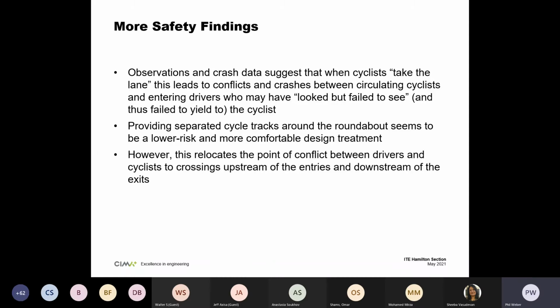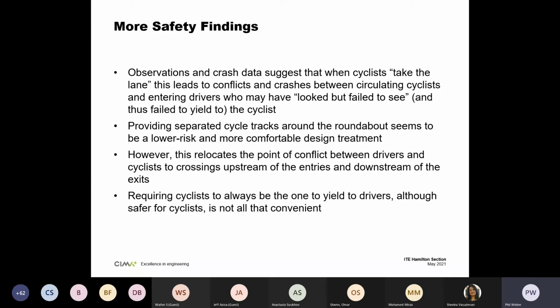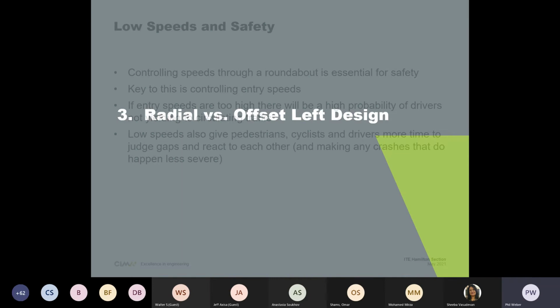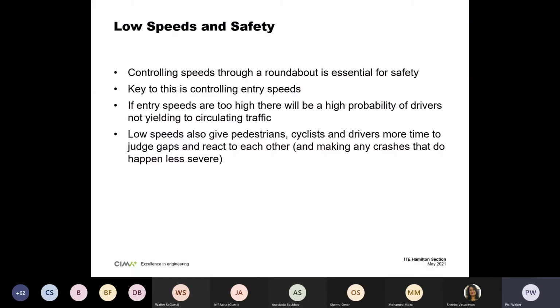However, this does relocate the conflict point between drivers and cyclists to crossings upstream of the entries and downstream of the exits. Requiring cyclists to always be the one to yield to drivers, although safer for cyclists, is not all that convenient. And just to take a little side trip for a second, radial versus offset left design. What is that exactly? We'll talk about that for a bit, and then we'll go and see what they do in the Netherlands.